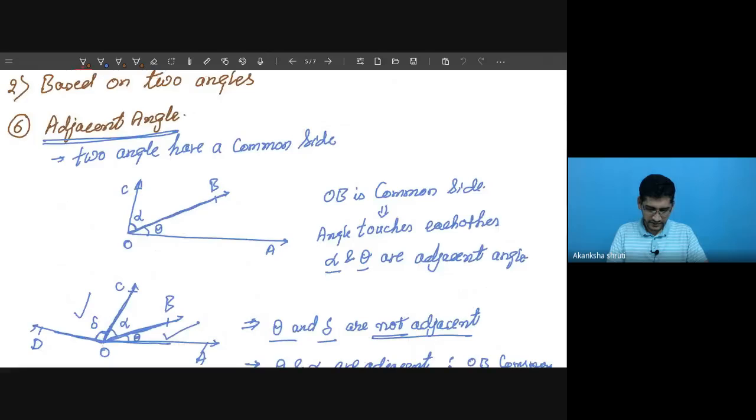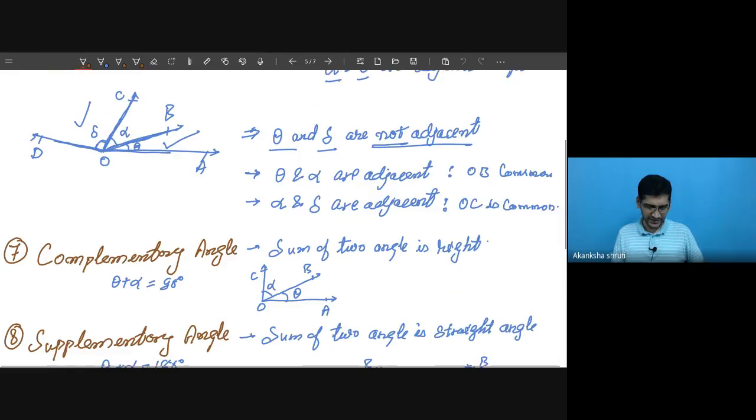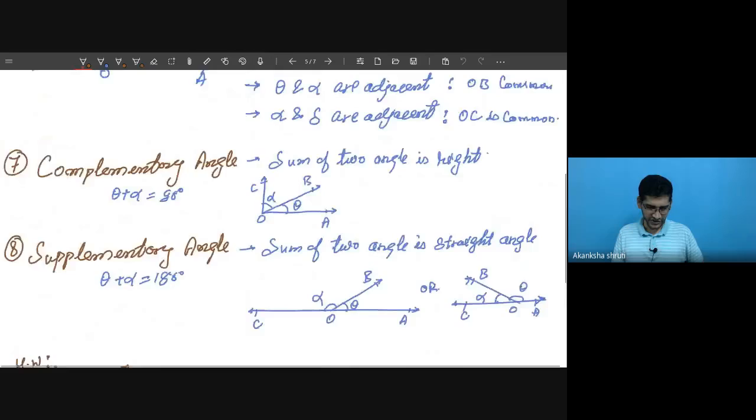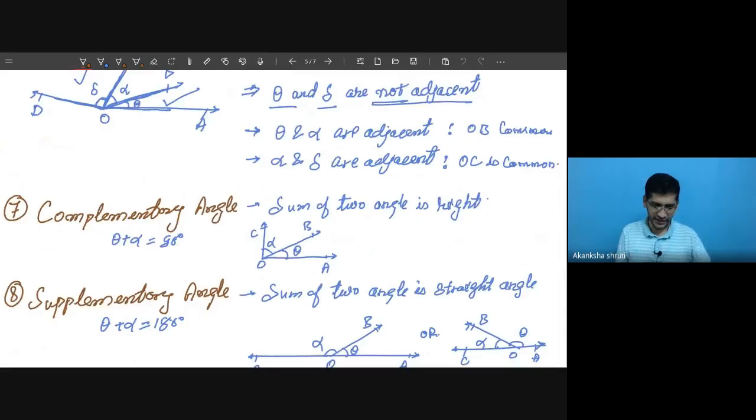Students, last day we started with the types of angle when two angles are given. Based on two angles, different names were given. The first one was adjacent angle. If one of the sides is common, it is called adjacent angle. Another was complementary angle and supplementary angle. So let me continue with the complementary angle and supplementary angle, and we will solve some of the questions also.